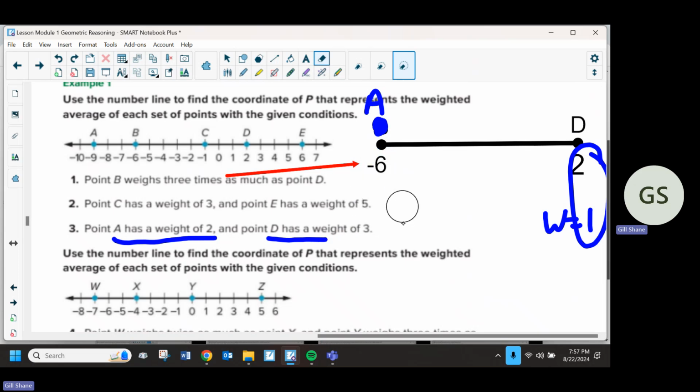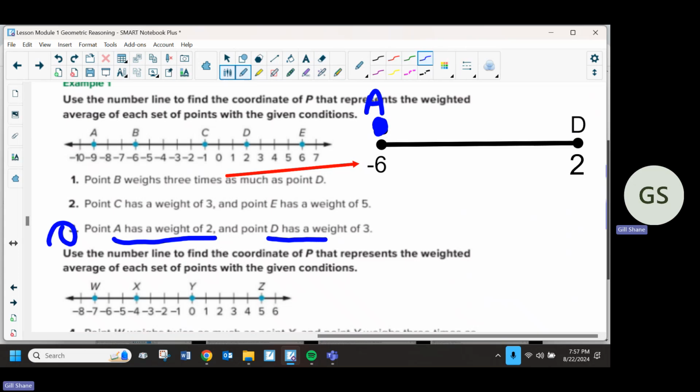Let's just read this. All right, so back to the problem. So I'm doing number 3. It says A has a weight of 2. Oh, I got to change the value. A is not -9, so I'm going to use -9. So the weight of A, it says, is 2. The weight of D, it says, is 3. That's underneath the W. You can look at your sheet if you need to.